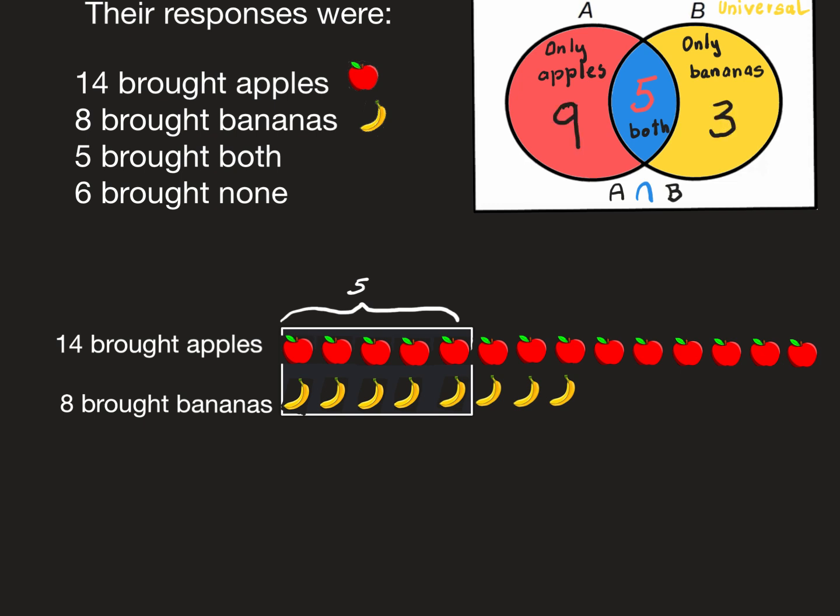And the students who brought neither an apple or a banana will have to be inserted into the universal set outside the sets A and B, and that was 6 of them. So we'll just put the number 6 in here.